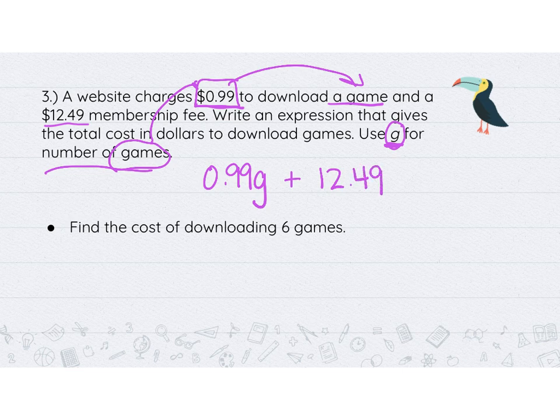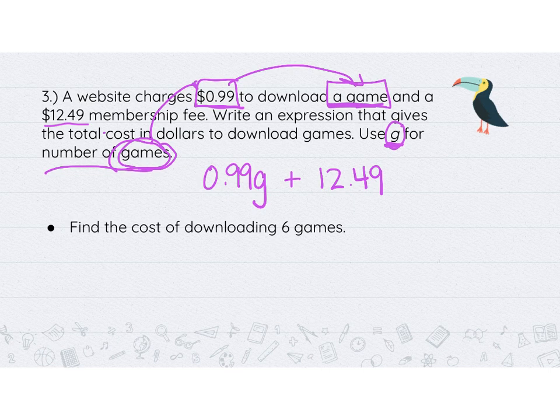So $12.49. So when you're writing these expressions, you want to see what the variable is equal to. They usually tell you what it is and tell you what it equals, and figure out which number you're going to multiply it by. Just use common sense. If G is for games, you're going to multiply it by the number of games, not the membership fee.